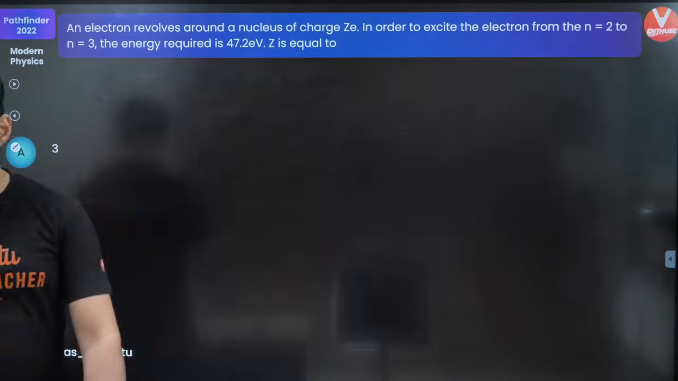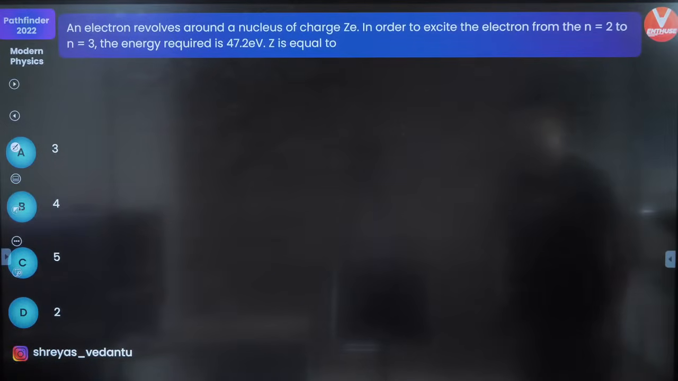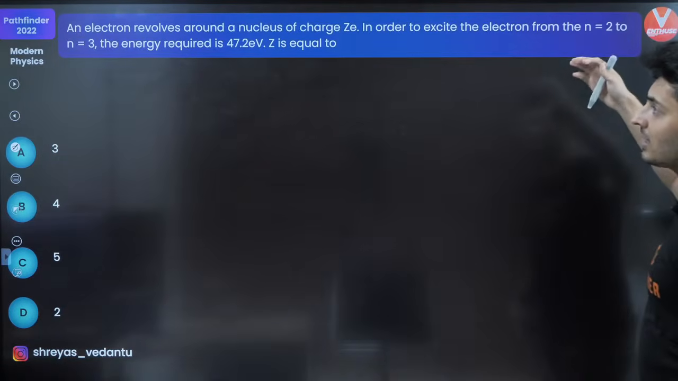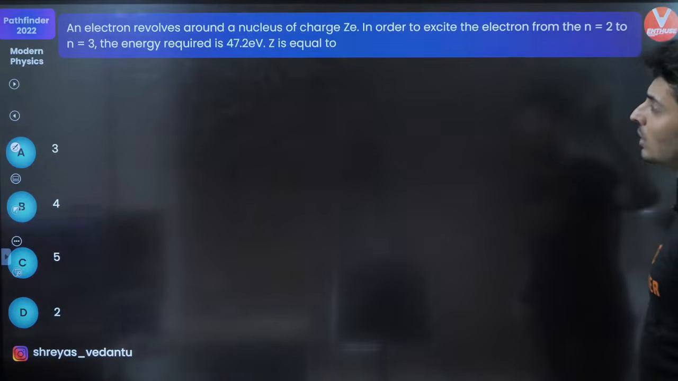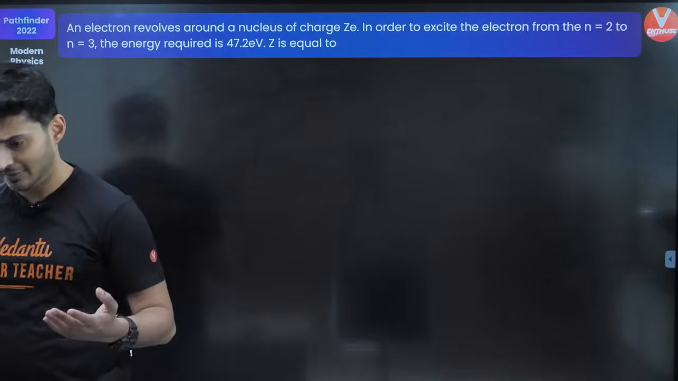Okay, let's go ahead. There is an electron which revolves around a nucleus of charge this much. In order to excite the electron from 2 to 3, the energy required is 47.2. Z is equal to how much? Okay, let's try this out. It's not that difficult.